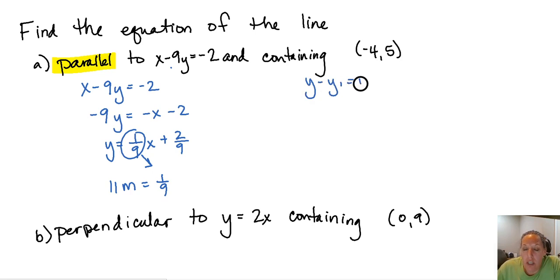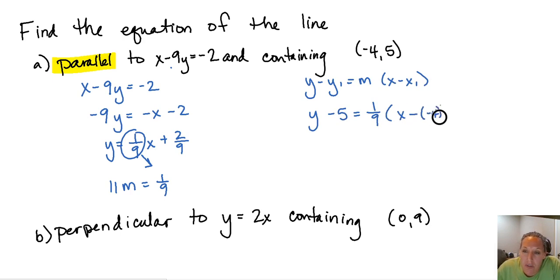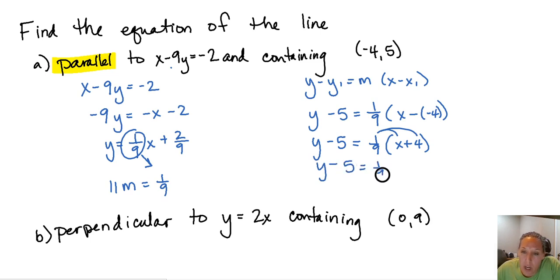y minus y1 equals m times x minus x1. Here y1 and x1 come from our point. Our slope is the slope that we want to use. So we get y minus 5 equals 1/9 times x minus a negative 4. Minus a negative is the same thing as x plus 4. And now we need to distribute that 1/9. And we get y minus 5 equals 1/9 x plus 4/9.